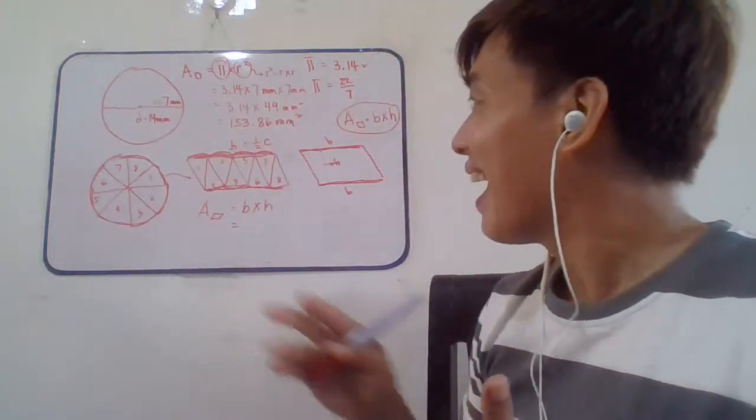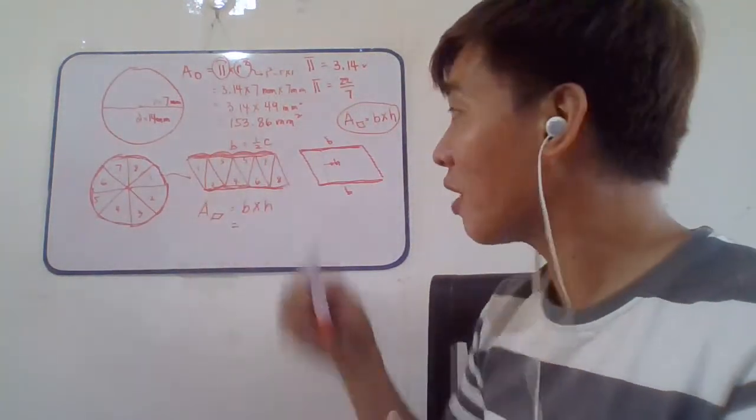Jilna. So we have here half of the circumference as the base.